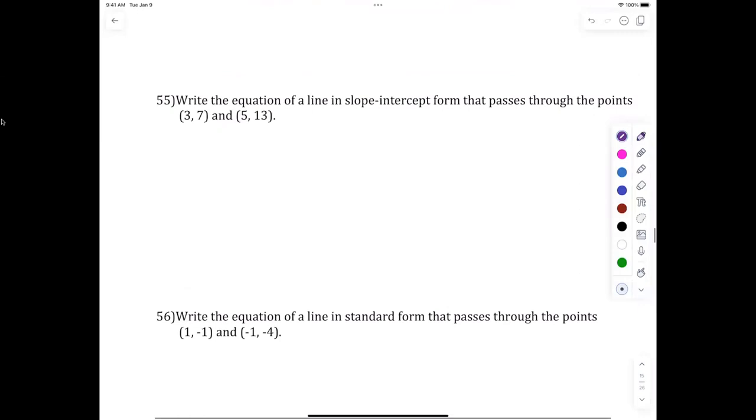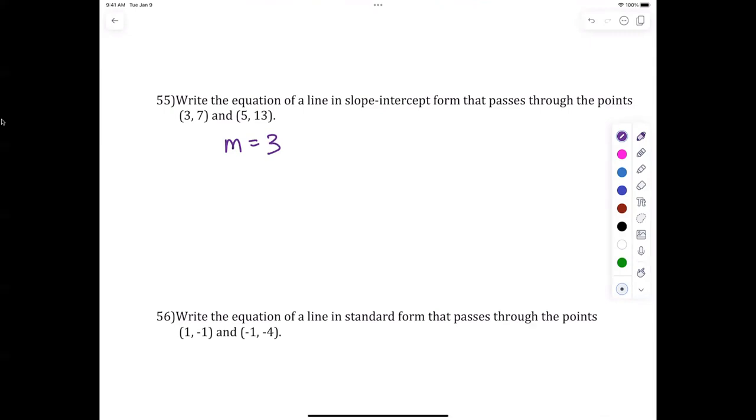All right, here we go. Write the equation of the line in slope intercept form. This one's a little bit more annoying because we have to put it in y equals mx plus b. But of course, we're going to do point slope first. So what is the slope? Someone's calculating the slope for me. 6/2, which we're going to call what? 3. So the slope is 3. Is everybody with me on that?